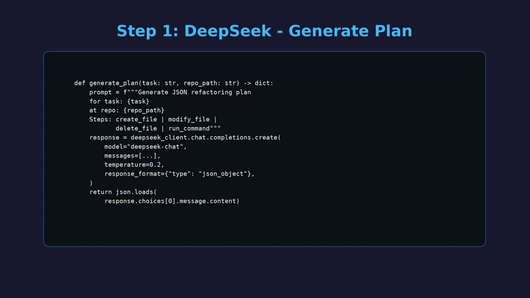First, the generate plan function. We send DeepSeek a structured prompt asking it to act as a code architect. The key here is response_format equals json_object. This guarantees we get parsable output without stripping markdown wrappers. The prompt asks for a plan with a summary and an array of steps. Each step has an action type, create file, modify file, delete file, or run command, plus the file path, description, and implementation details. DeepSeek returns pure JSON, which we parse and save as .agent_plan.json in the repository. This gives you a chance to review the plan before any code is changed.